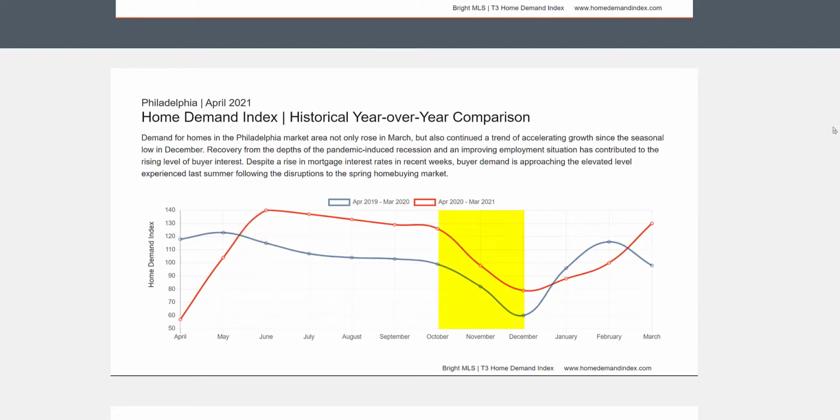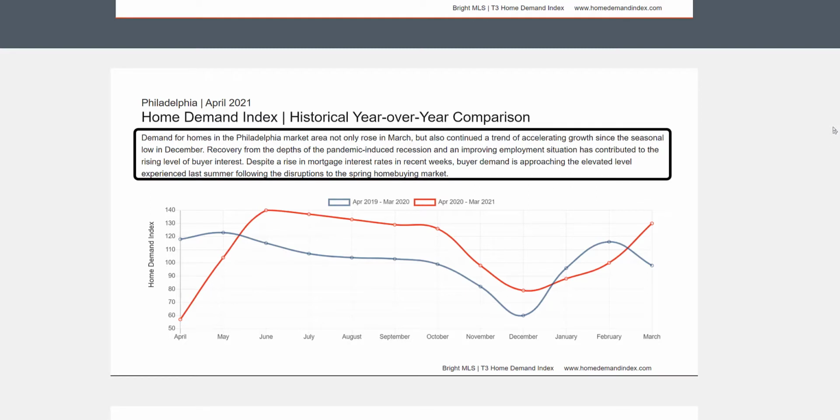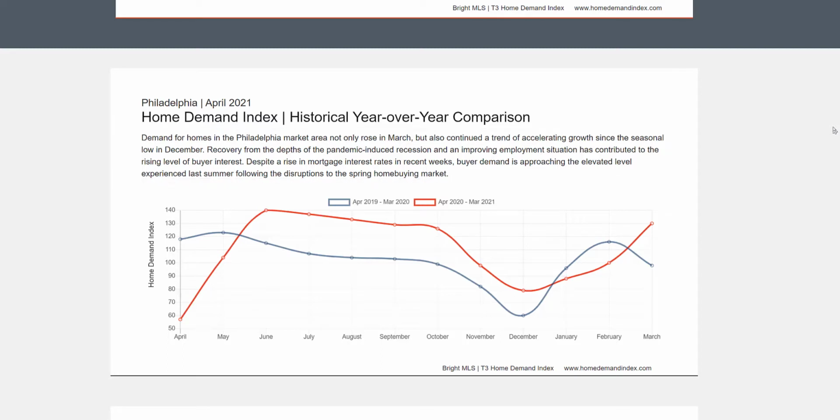In October through December, we see a drop-off, as we'd expect, where things slow down through the colder months and holidays. And in January to February, we're a little lower than we were in the previous year, where we'd anticipate the market being. But we're starting to pick up for spring. You can hover on any of the points to see specifics. And again, we have a nice summation of conditions provided. So it says here, recovery from the depths of the pandemic-induced recession and an improving employment situation has contributed to the rising level of buyer interest. It makes it very digestible.